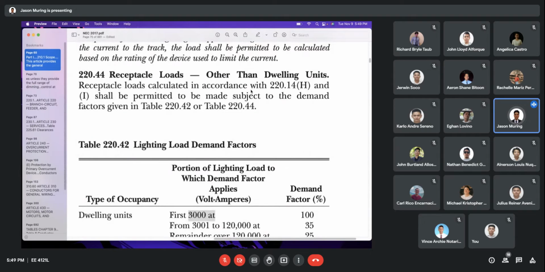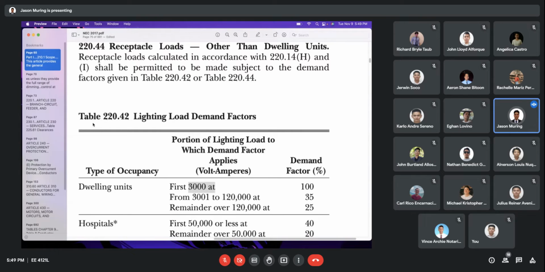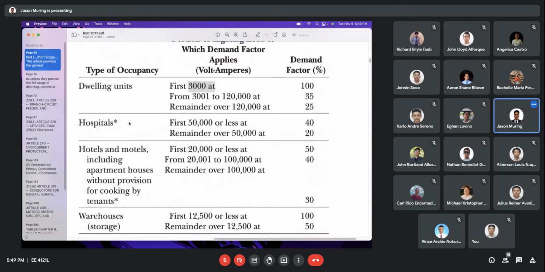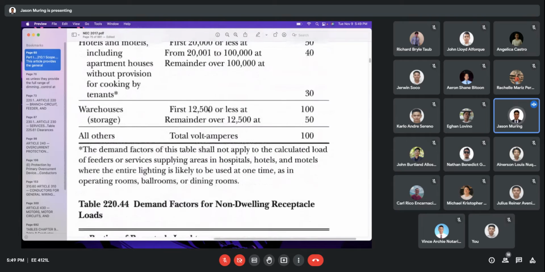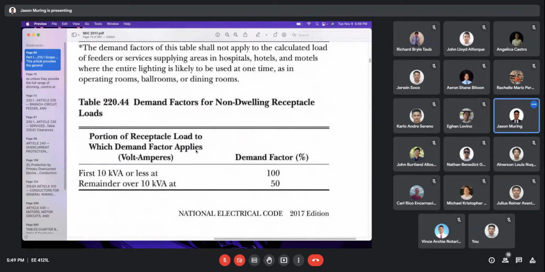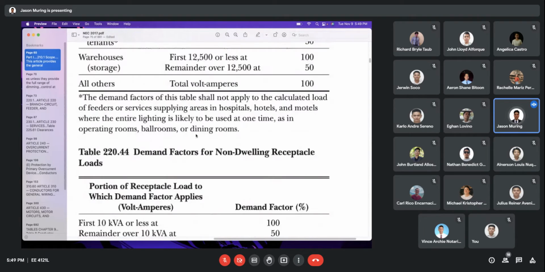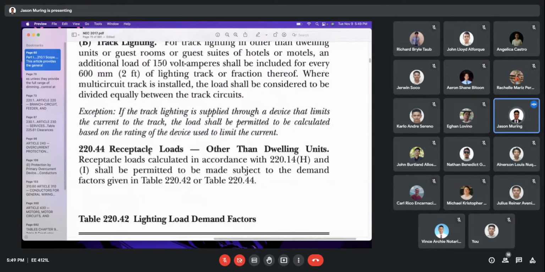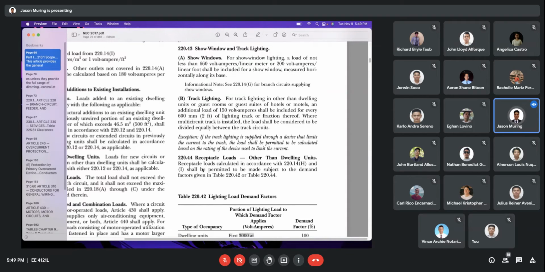Okay, so how about receptacle loads other than dwelling units? We have to look at 220.14 H and I. Then we apply 220.42 and 220.44. This is 220.42, which has its own demand factor, and 220.44 is for non-dwelling units, so it depends on the application. Then 220.14 I and H.